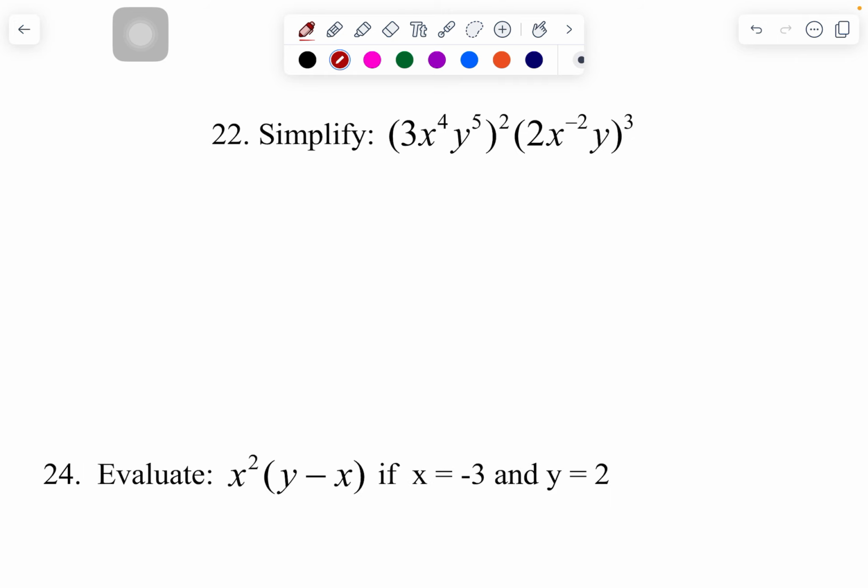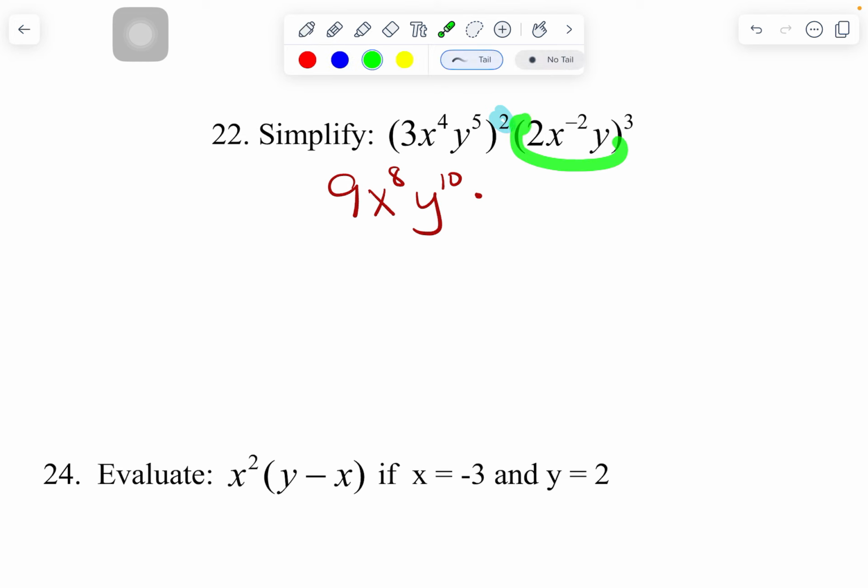So the first part, we've got this whole mess of stuff that we need to raise to the second power. So each piece is going to get squared. So 3 squared is 9. X to the 4th squared is going to be x to the 8th. You multiply those exponents. Y to the 5th squared is going to be y to the 10th. And then we're going to do times.